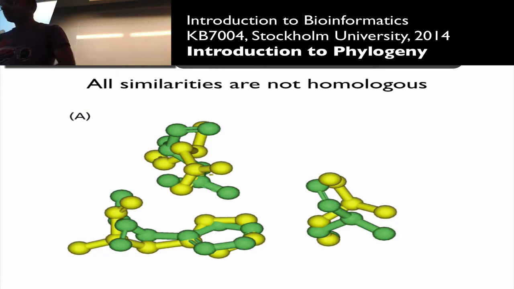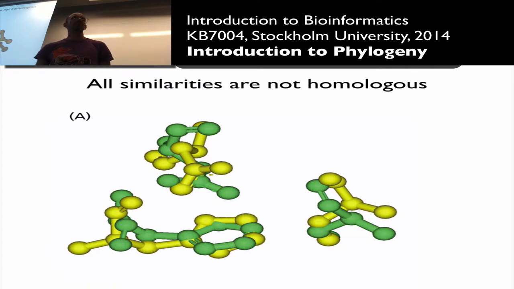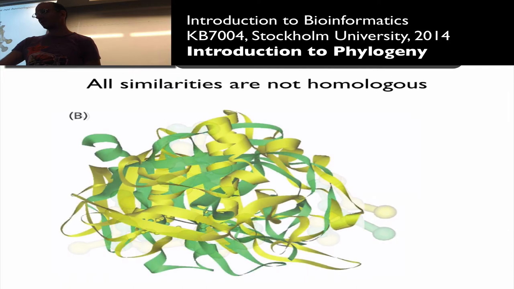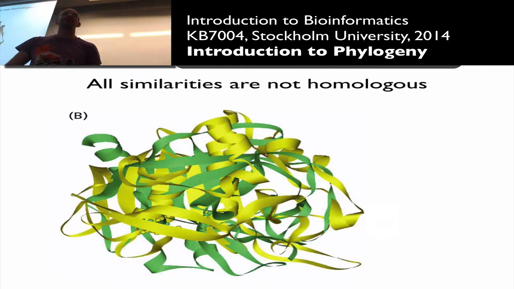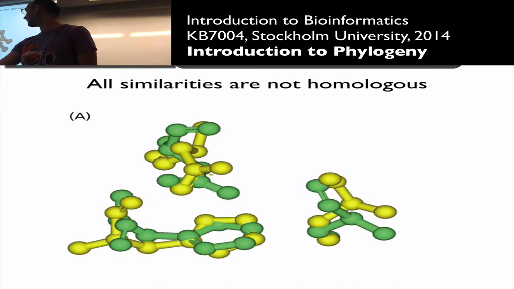Well, just remember that all similarities are not homologous. So this is the active site of two proteins, I guess it's a protease, something like that. They look very similar. You agree? But if you look at the structures, they look like that. Not that similar. So this is clearly a non-homologous similarity. Basically, in this case, the chemistry is reproduced, but has evolved twice independently.